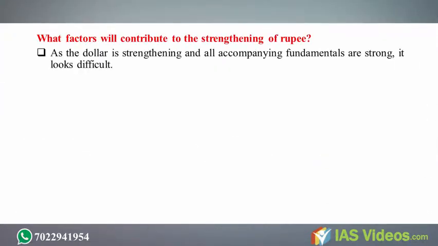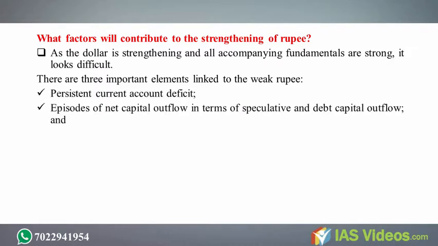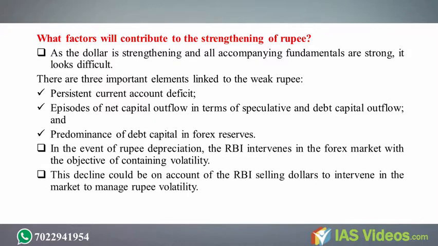What factors will contribute to the strengthening of rupee? As the dollar is strengthening and all accompanying fundamentals are strong, it looks difficult. There are three important elements linked to the weak rupee: persistent current account deficit, episodes of net capital outflow in terms of speculative and debt capital outflow, and predominance of debt capital in forex reserves. In the event of rupee depreciation, the RBI intervenes in the forex market with the objective of containing volatility. This decline could be on account of the RBI selling dollars to intervene in the market to manage rupee volatility.